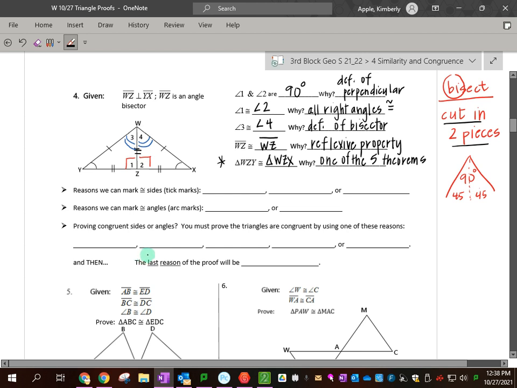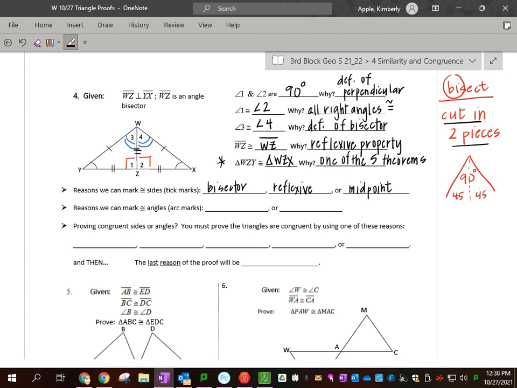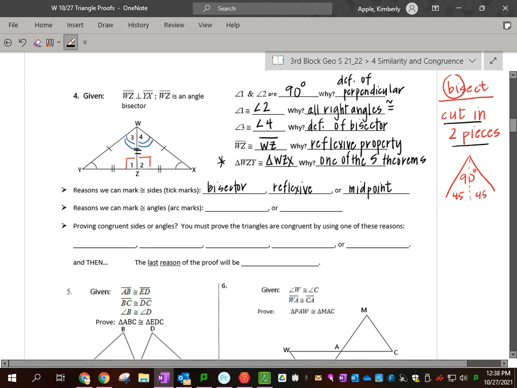So what are the reasons we can mark congruent sides? Well, one of them is that the information is given to us, but we can also do this with a bisector, with the reflexive property, or because we have a midpoint. Those are the 3 reasons, other than that it's given to you, that you can give me for marking a side. And if you can't justify with one of those 3 ideas, then you don't get to mark that side.